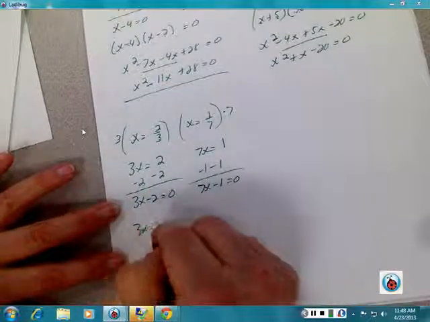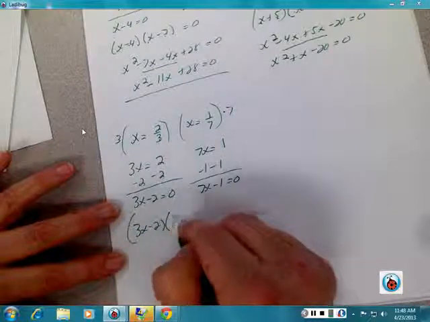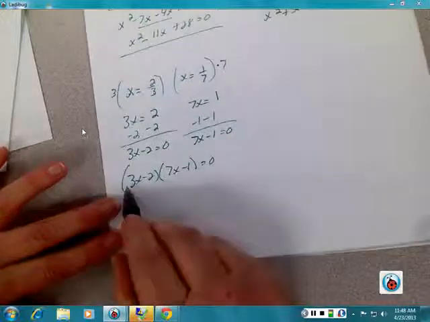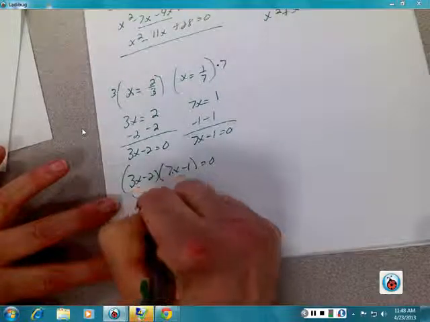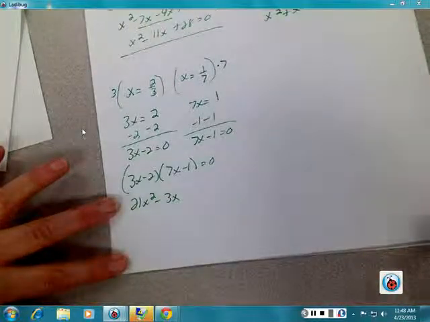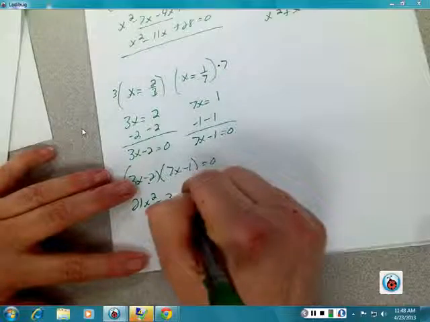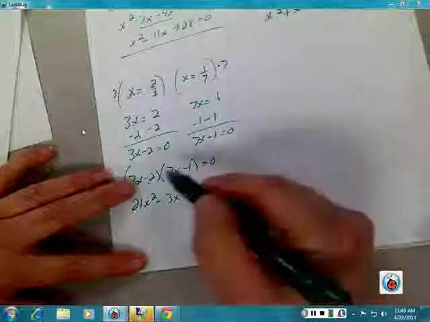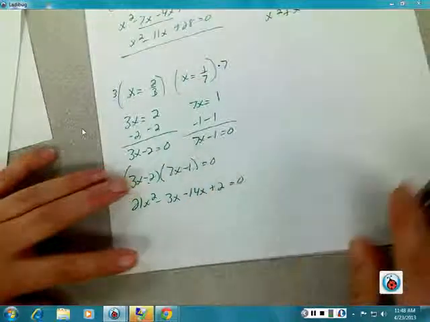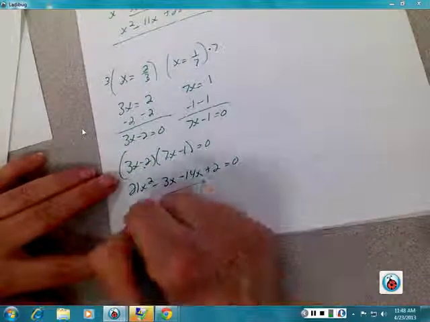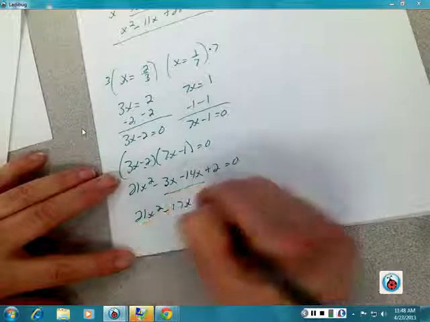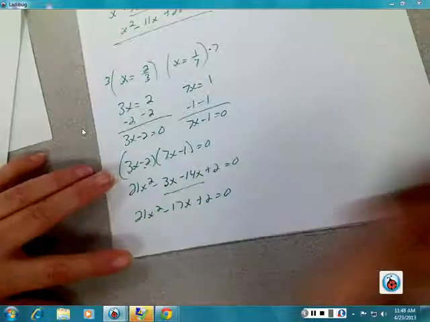So I get 3x minus 2 times 7x minus 1. If I FOIL it, 3x times 7x is 21x squared. 3x times a negative 1 is a negative 3x. Negative 2 times 7x is a negative 14x. Negative 2 times a negative 1 is a positive 2. Combine my middles: negative 3 and a negative 14 is a negative 17x. Plus 2 is equal to 0.